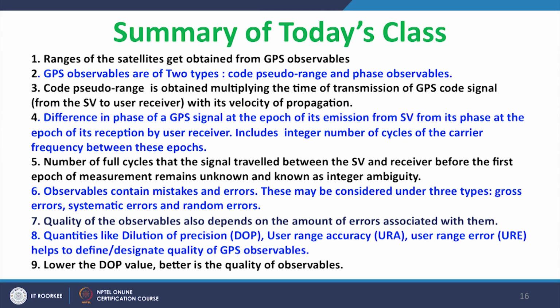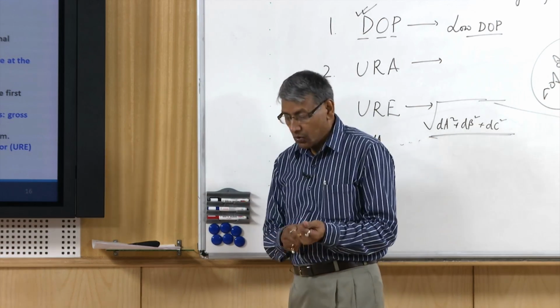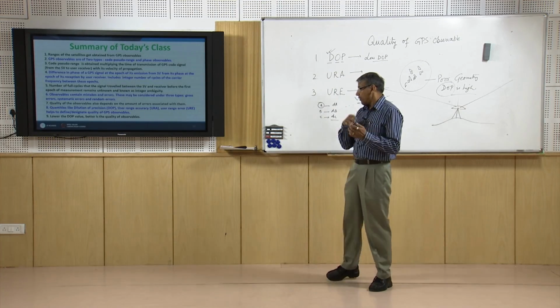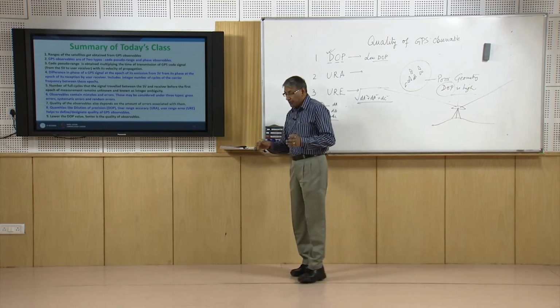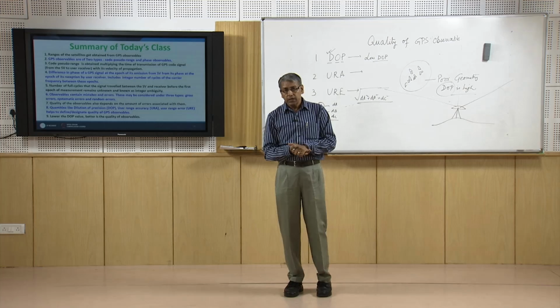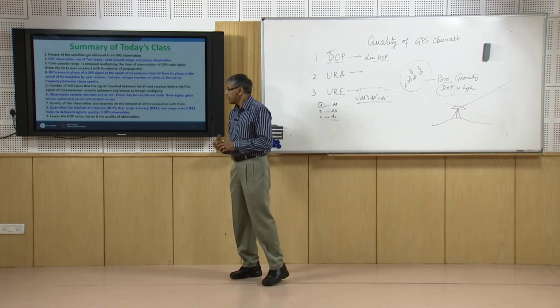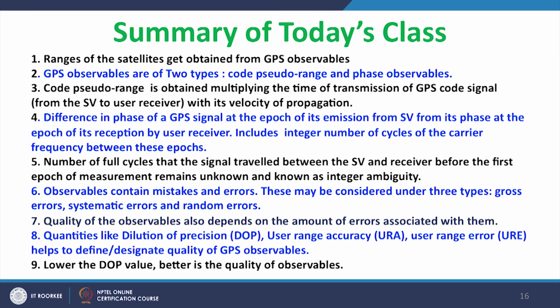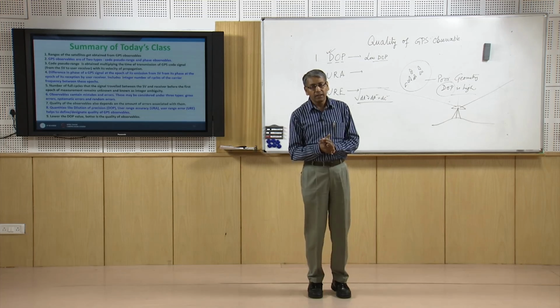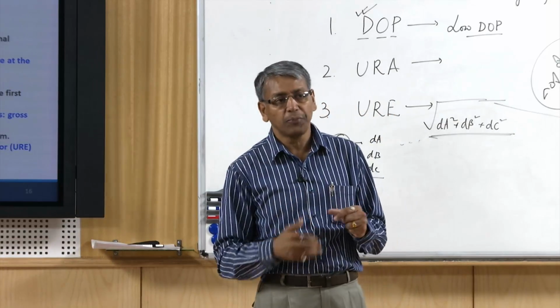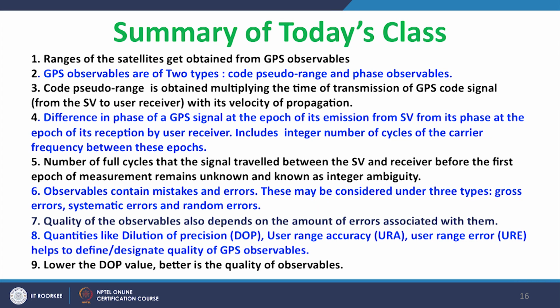From these two, using pseudo range we get the code positioning, and subsequently we use code pseudo range positioning to find out the position using phase pseudo range. These observables are fraught with errors, and these errors have to be removed or minimized before we go for processing, and the quality of the GPS observable will depend on how many errors it is associated with.